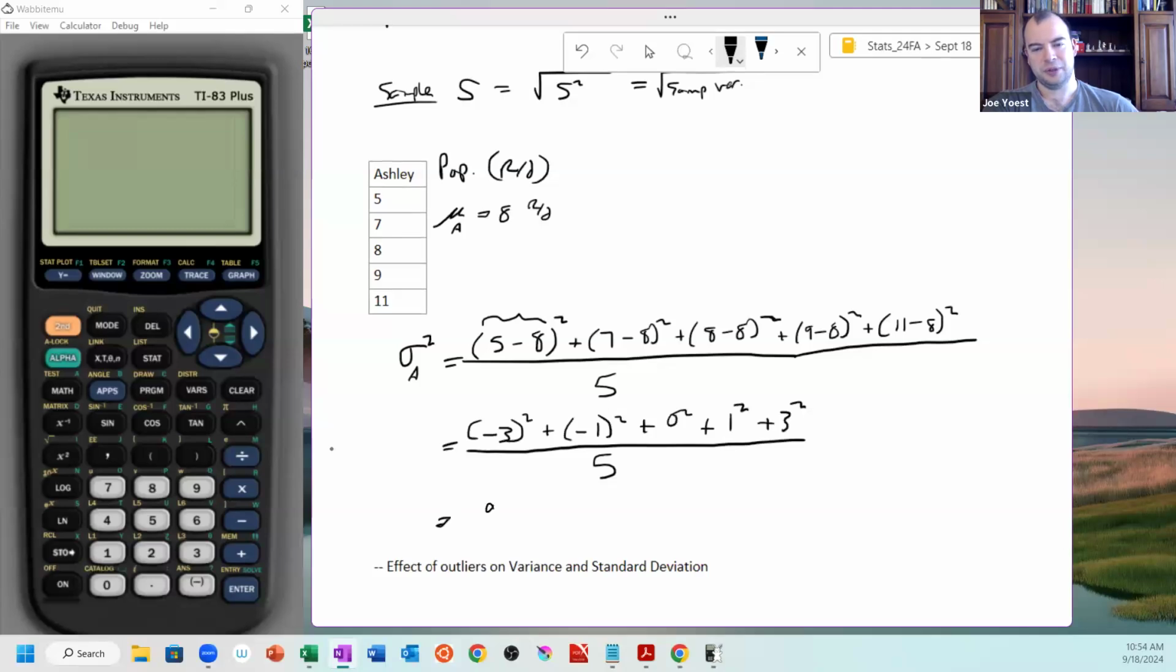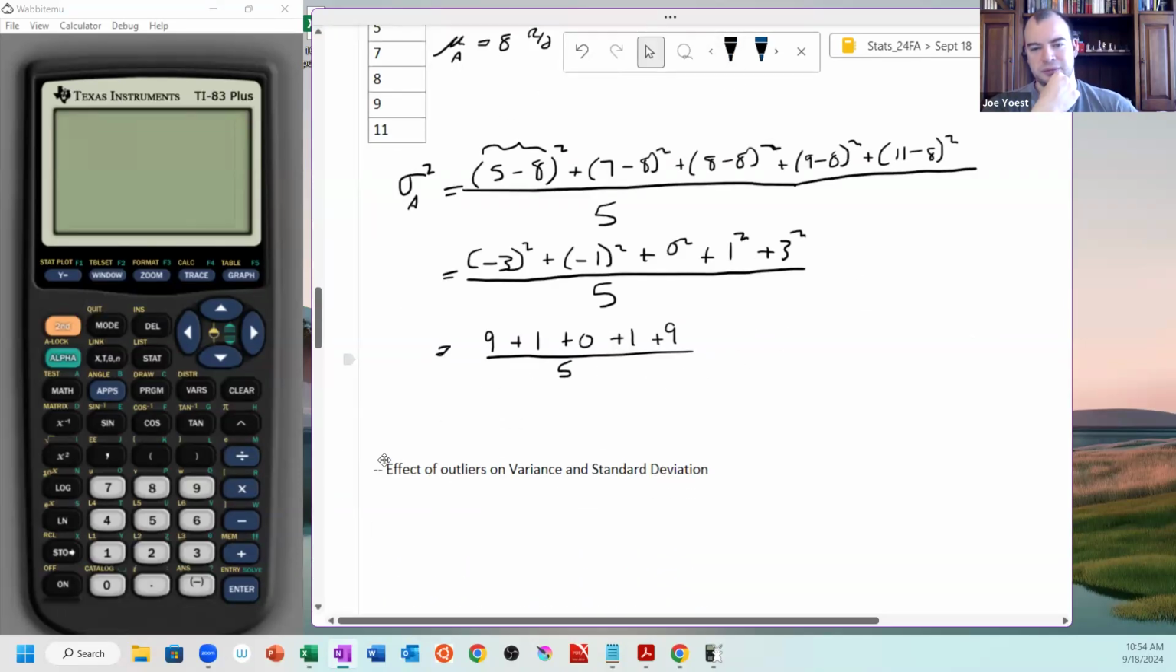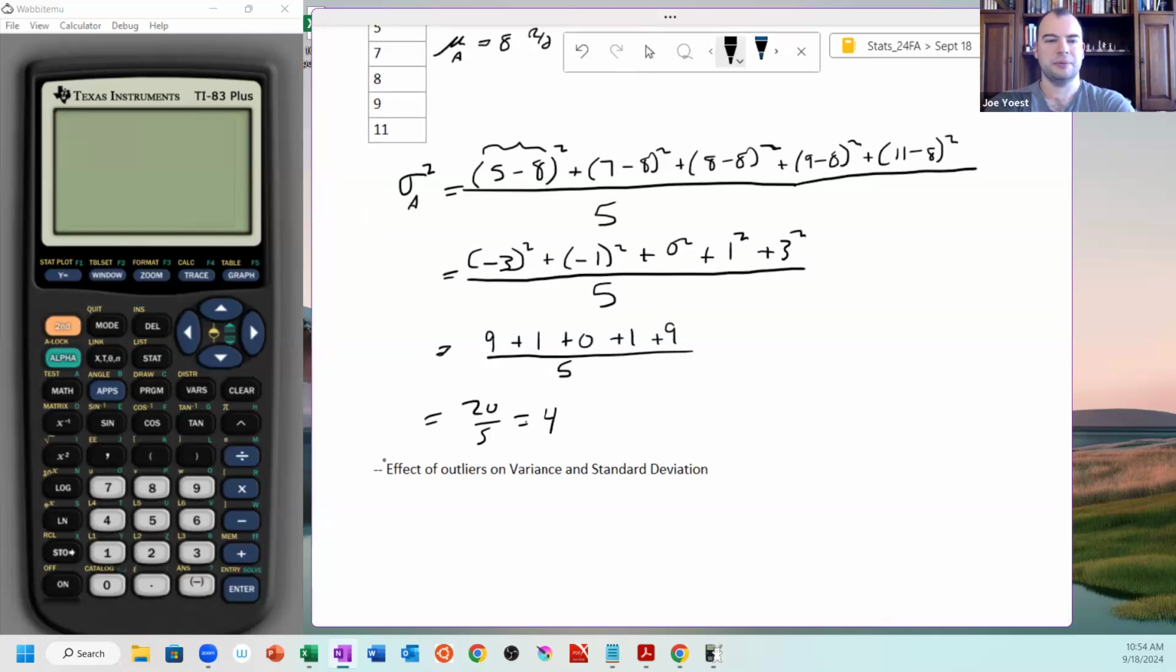So -3 squared is 9. Plus 1 plus 0 plus 1 plus 9 over 5. This gives me 20 over 5, or 4. So the variance for Ashley is 4.